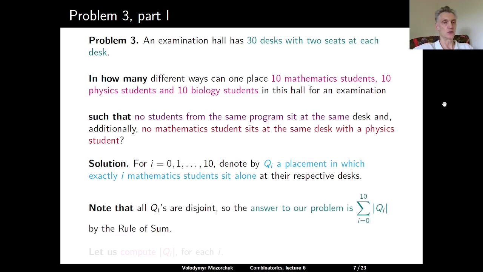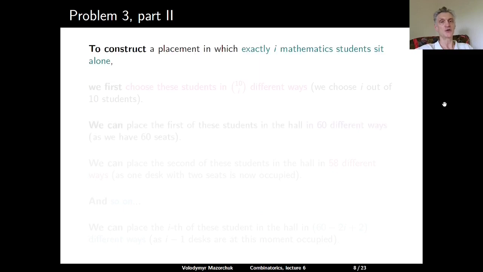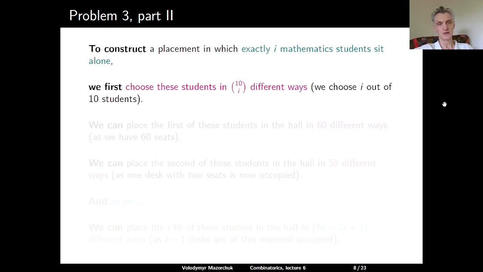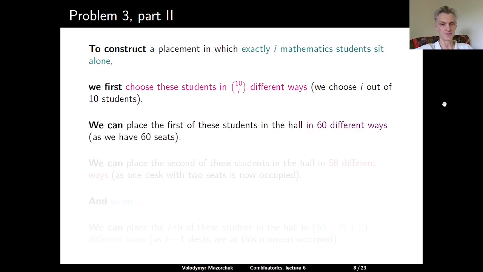Note that, of course, all these Q_i's are disjoint, and so by the rule of sum, the answer to our problem is the sum over all i between 0 and 10 of the cardinalities of Q_i. So let us compute the cardinality of each Q_i separately. To construct a placement in which exactly i mathematics students sit alone, we first choose these students. We have 10 mathematics students, we need to choose i of them. This can be done in 10 choose i different ways.